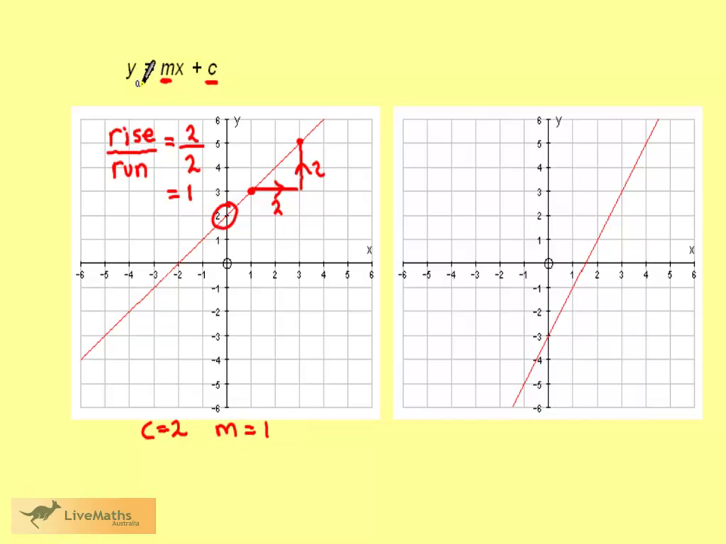So with m equals 1 and c equals 2, substituting back in gives us y is 1x plus 2. Of course, we wouldn't normally write 1x. We'd write y equals x plus 2.